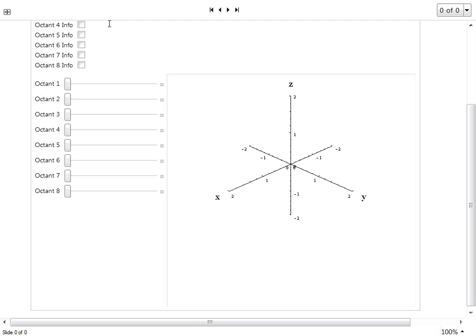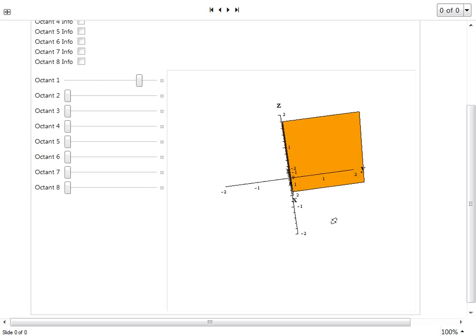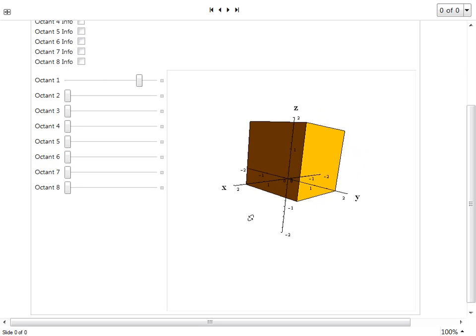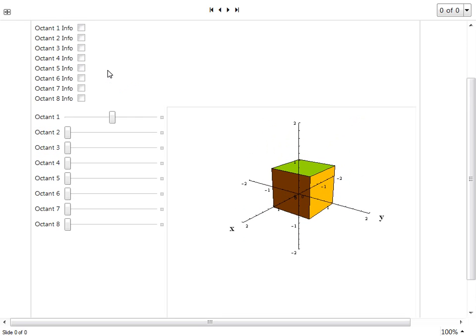For octants, what I want to do is talk about, first of all, what would I get if I had all x's, all y's, and all z's positive? Where would I be? And that's your first octant. So you can grab this slider, octant 1, and slide it, and you can see that square is taking up the first octant. And of course, it goes out forever in each direction. And if you click up here on click info, it tells you x positive, y positive, z positive.